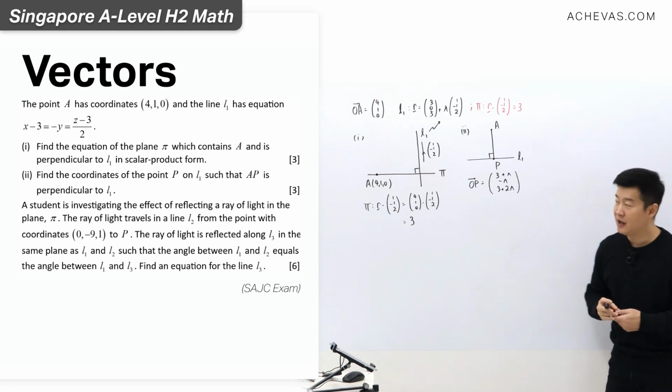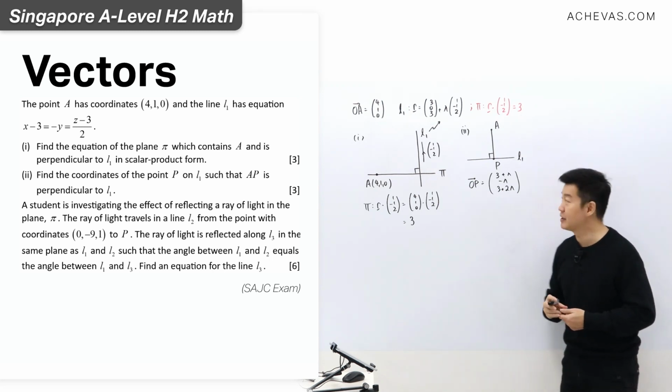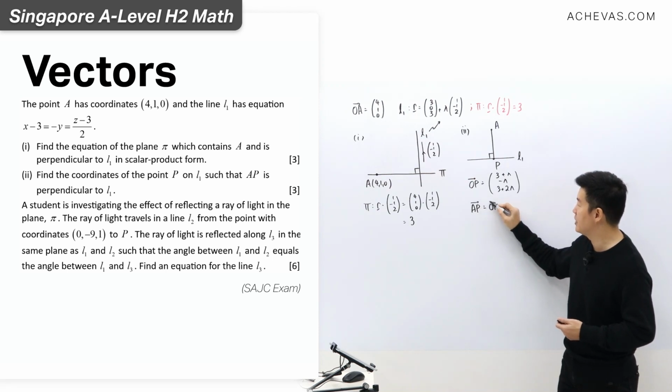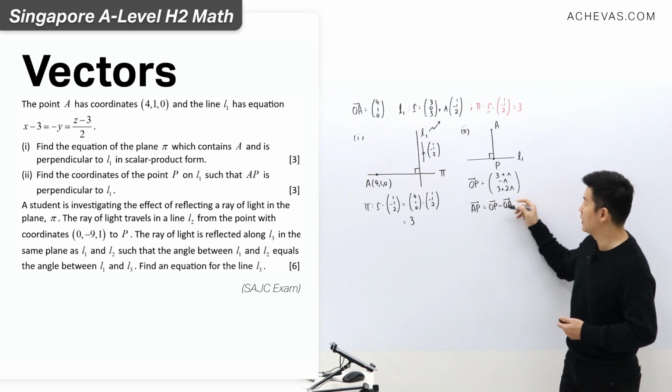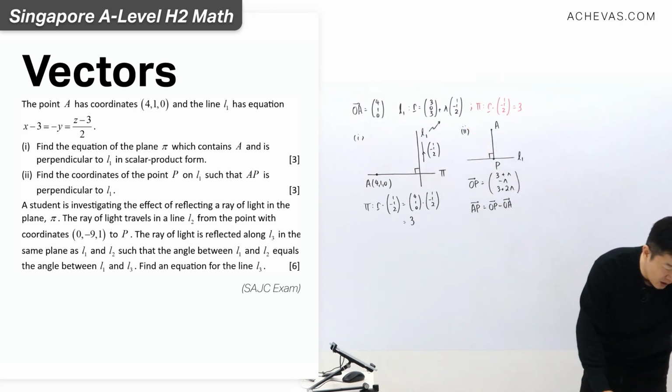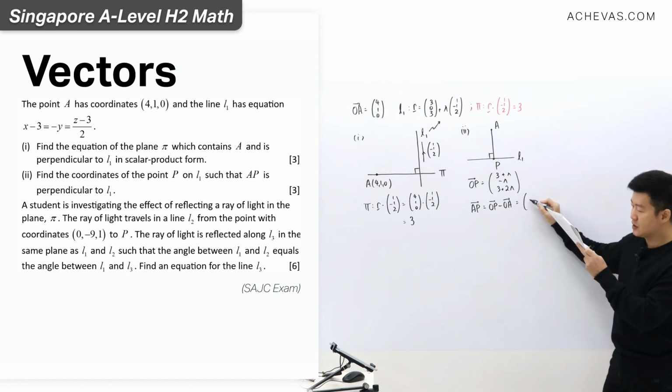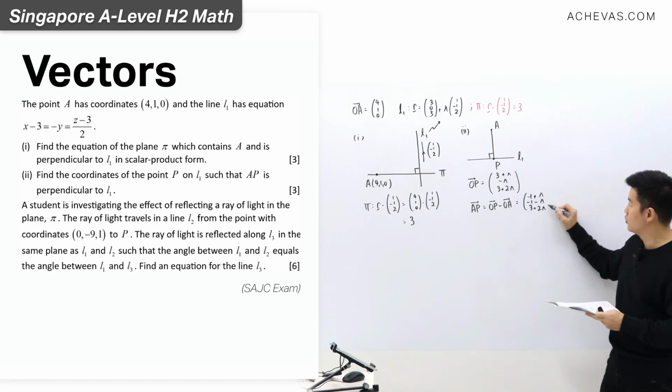OP is this, and the question says that AP is perpendicular to the line L1. So I'm going to try to find vector AP first. AP is going to be OP minus OA. So this minus OA. OP minus OA is equal to (minus 1 plus lambda, minus 1 minus lambda, 3 plus 2 lambda).